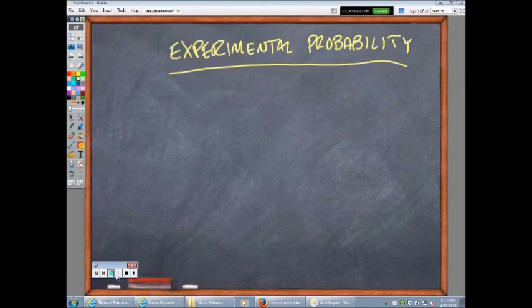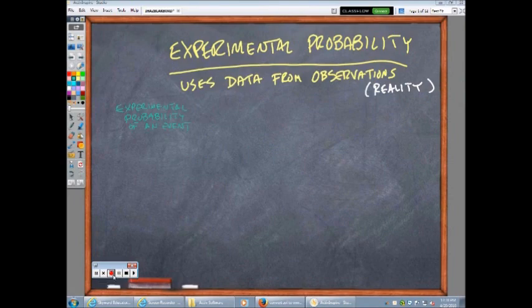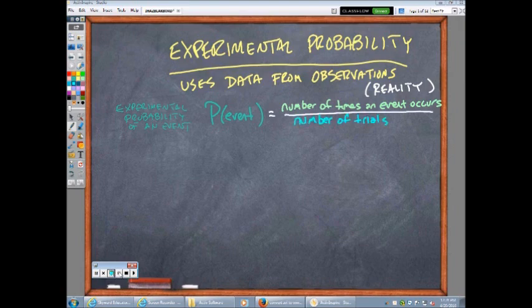Moving ahead now, we're going to look at experimental probability, where our numerator uses data from observations, as does our denominator. So experimental probability of an event is based on the number of times an event occurs over the number of trials in observed reality. So let's look at some frogs.